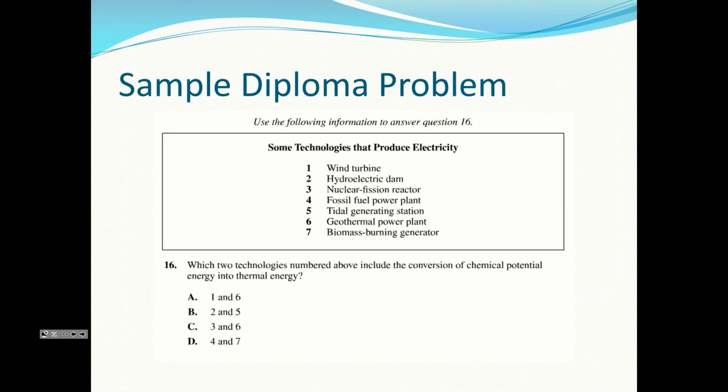Which of the two technologies above include conversion of chemical potential into thermal? So that's going to be fossil fuel as chemical potential. And then biomass is chemical potential into thermal. So D.